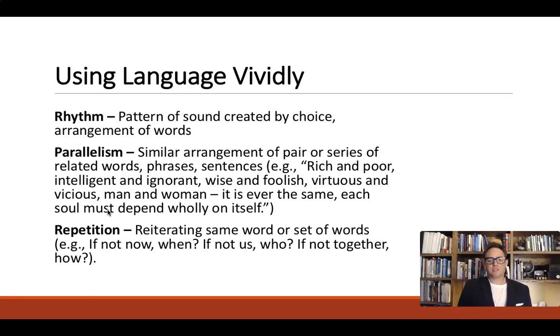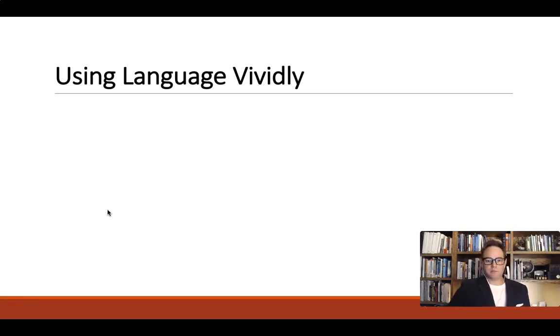And this is essentially reiterating the same word or set of words to, again, drive meaning or drive a point. So: if not now, when? If not us, who? If not together, how? So we see that reiteration, if not, if not, if not. And that really enhances the vivid language in that statement.